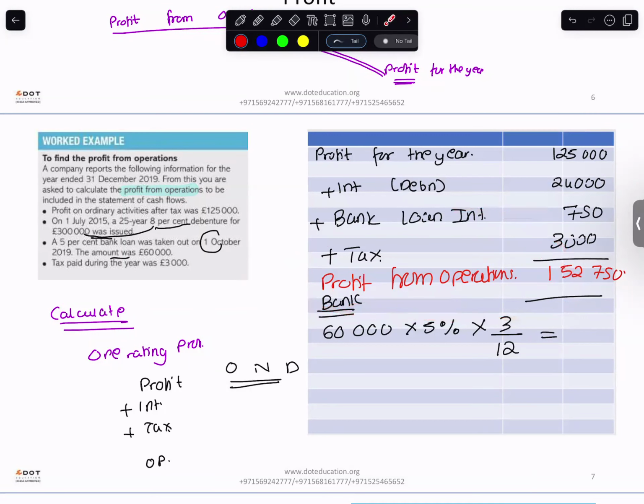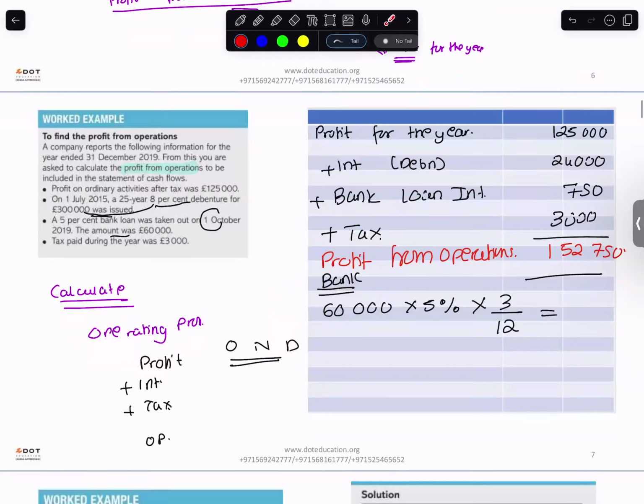Once you start with this, then you adjust. Add your depreciation on assets, add the loss from sale of assets, and subtract the profit made on selling your assets. So you add non-cash, non-operating expenses and deduct non-cash, non-operating income. Come on to this activity.